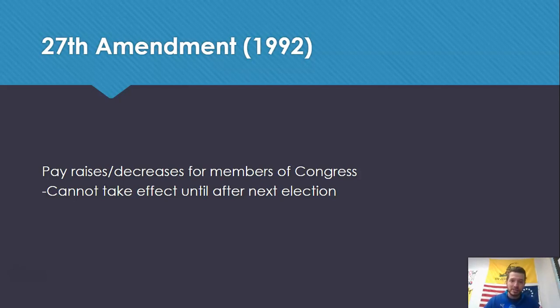So basically, congressmen cannot give themselves raises. That would be kind of a dangerous thing to do, and they would probably just give raises to themselves all the time.